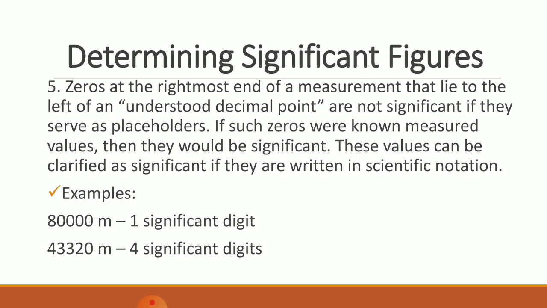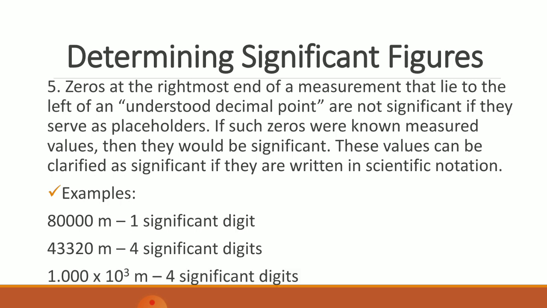Another example, we have 43,320 meters has 4 significant digits. So the 0 on the last digit is not significant because we have an understood decimal point after the last digit, which is 0. And then the 0 to the left of that understood decimal point will not be significant. Therefore, the significant digits are 4, 3, 3, and 2.